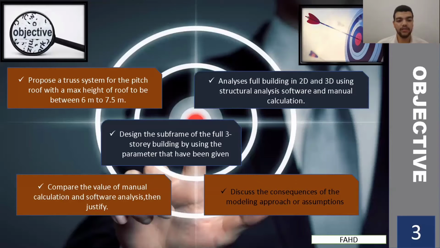So the main objective of this project is to propose a truss system of the pitch roof with a max height of the roof to be between 6 meters to 7.5 meters. We also need to analyze the full building in 2D and 3D using structural analysis software and manual calculation. We also need to design the subframe of the full three-story building by using the parameters that have been given. Also, we need to compare the values of manual calculation and software analysis, then justify. And finally, we need to discuss the consequences of the modeling approach or assumption.